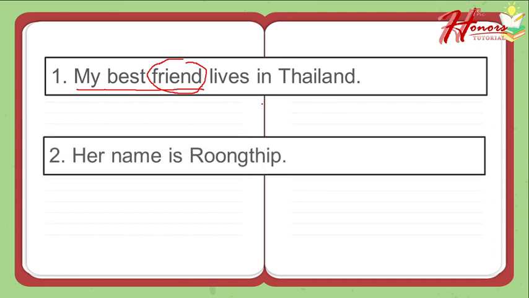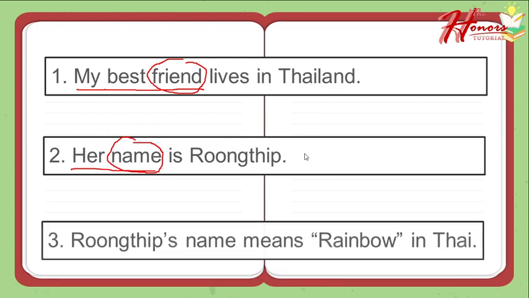Okay, next, number 2. Her name is Rungtip. Okay, let's identify where is the complete subject. The complete subject is her name. Okay, so her name, that is our complete subject. And in those 2 words, where do you think is the simple subject? Is it her or name? What is the main noun? Okay, the correct answer is name. Because our main noun, which we're talking about in this kind of sentence, is not her, but is specifically the name of that person.